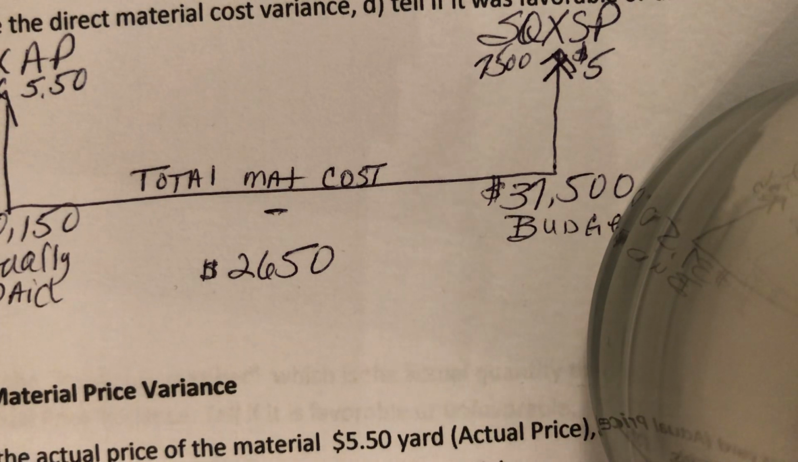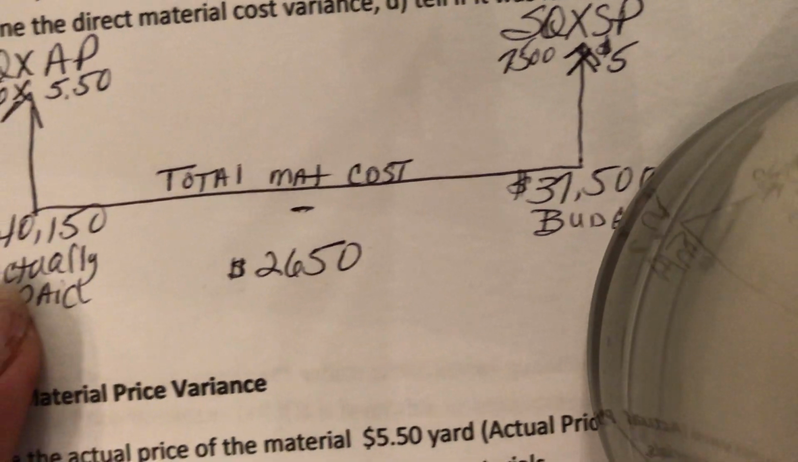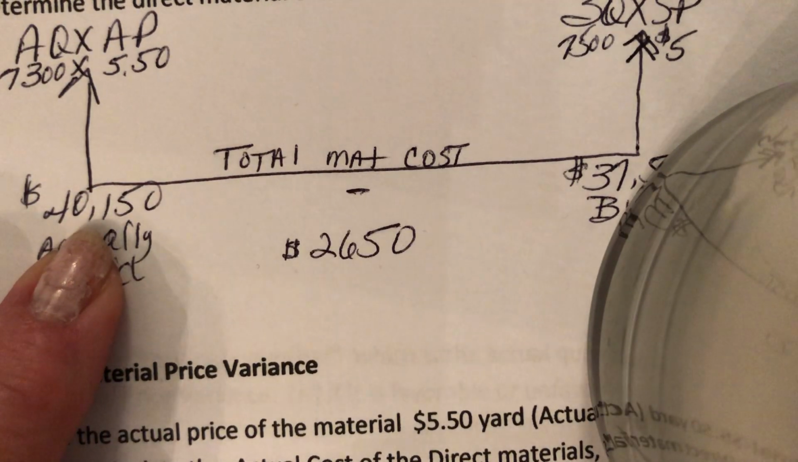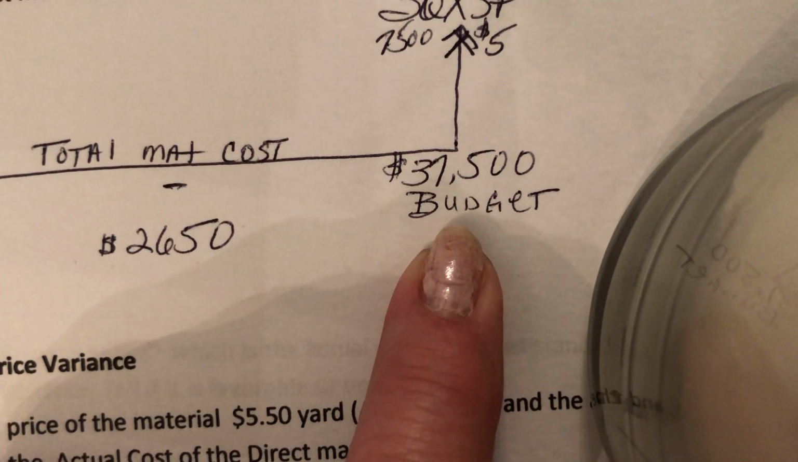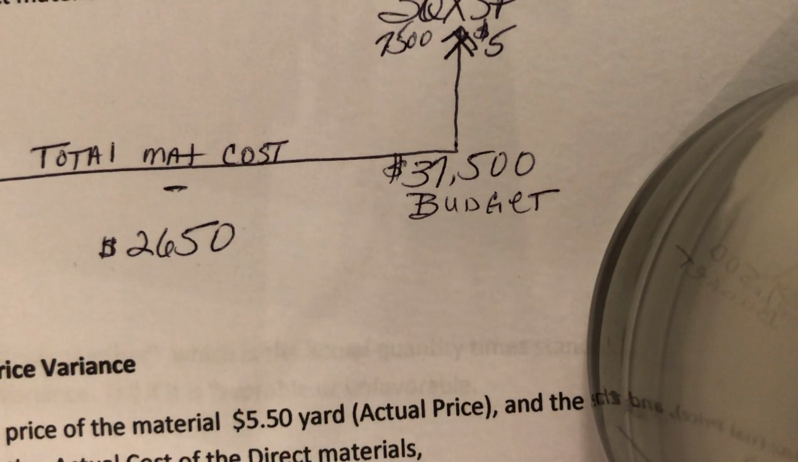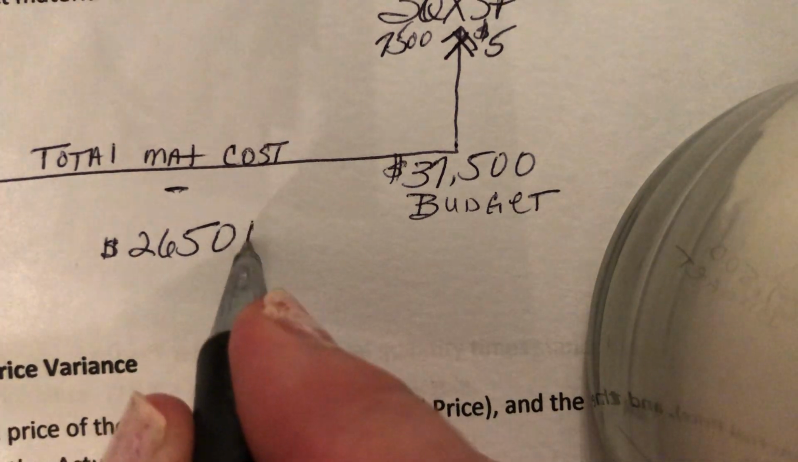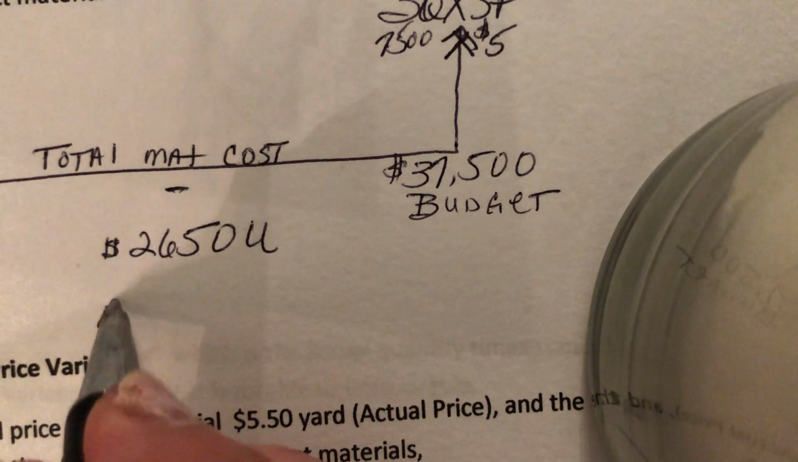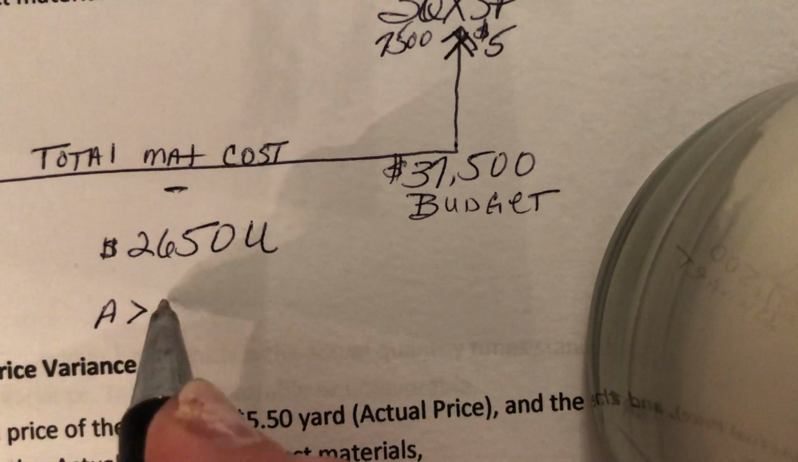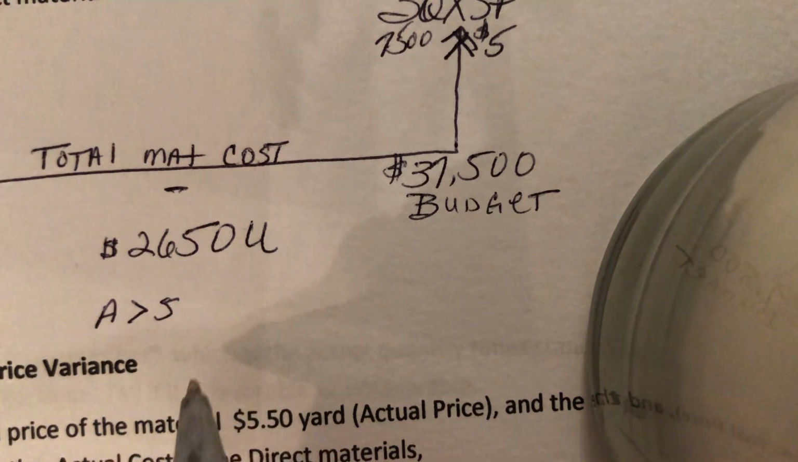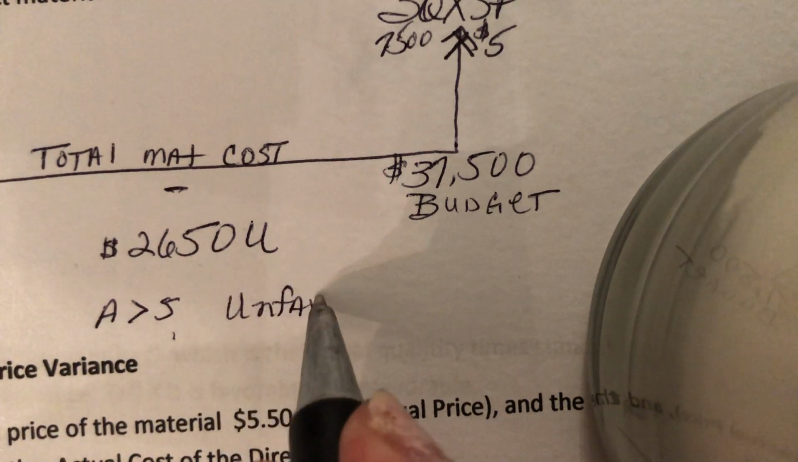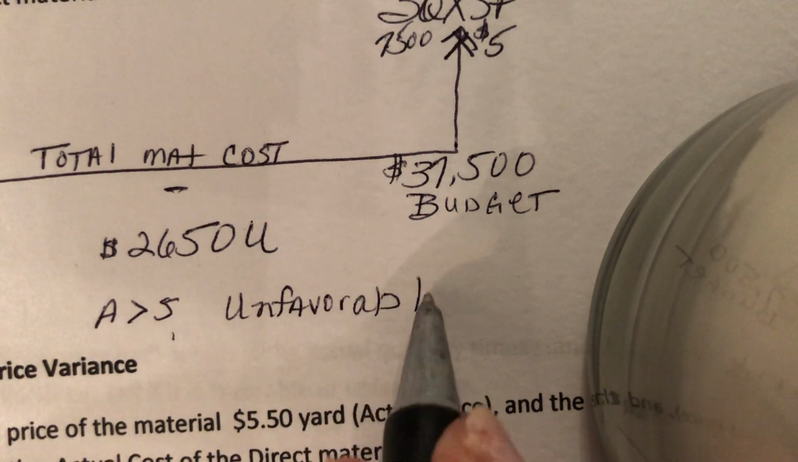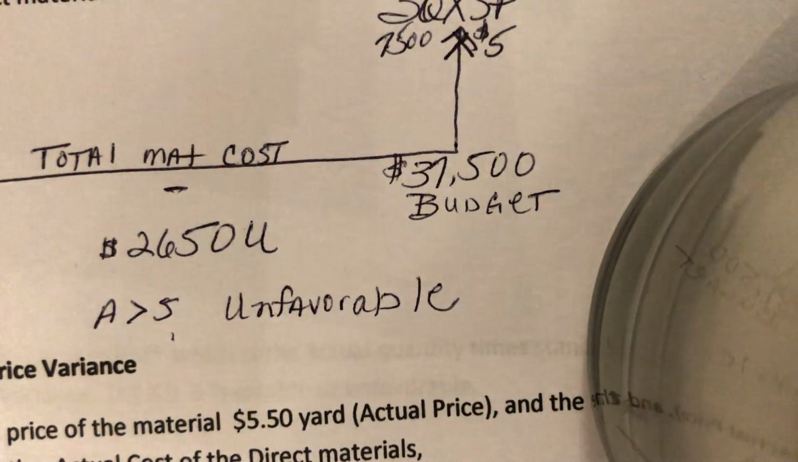Think about your spending. If you actually spent this much money, I don't know, on a car, and you intended to spend $37,500 on a car, you went over your budget, and that would be an unfavorable. Okay, so if actual is greater than standard, okay, or budgeted, then it's going to be unfavorable. And your PowerPoints talk about that.